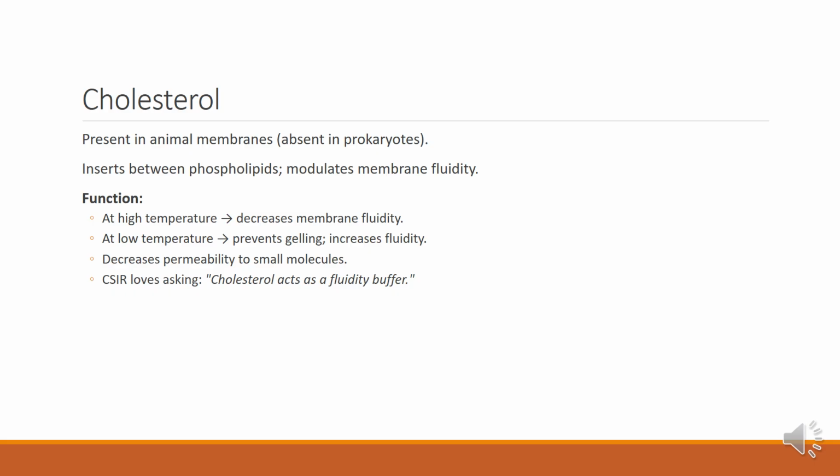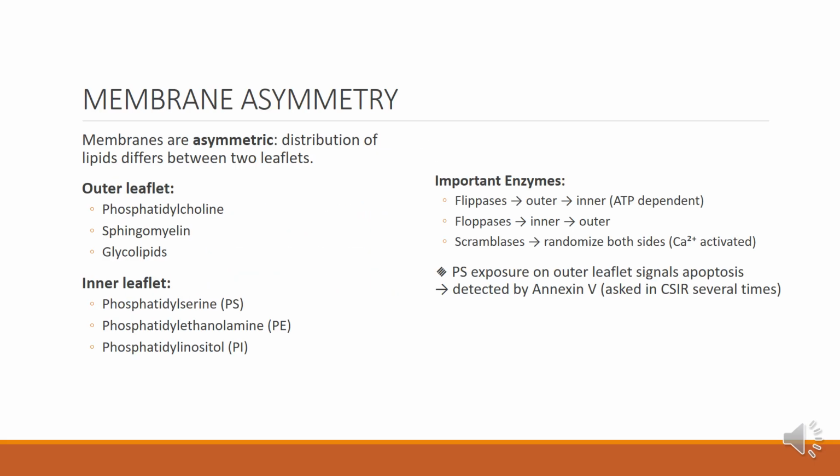So remember this point. Next comes membrane asymmetry. Biological membranes exhibit asymmetry, meaning lipid composition differs between the two leaflets. The outer leaflet includes phosphatidylcholine, sphingomyelin and glycolipids, and the inner leaflet contains phosphatidylserine, phosphatidylethanolamine, and phosphatidylinositol. This asymmetry is maintained by specific enzymes.